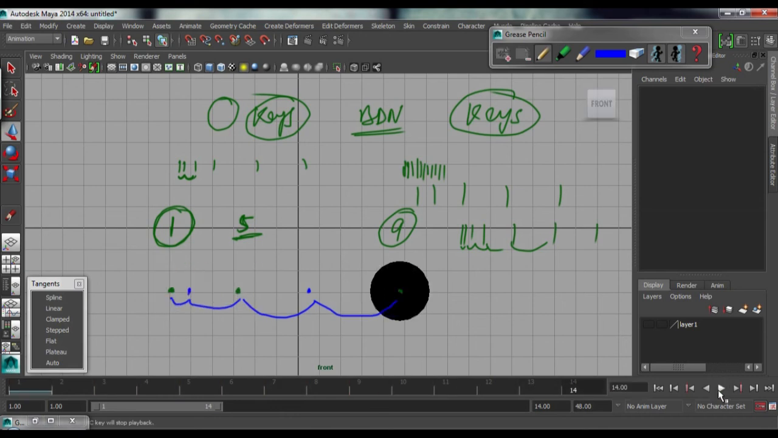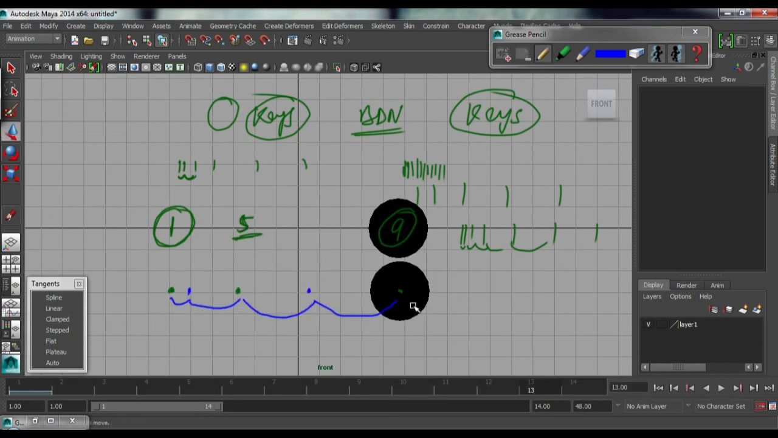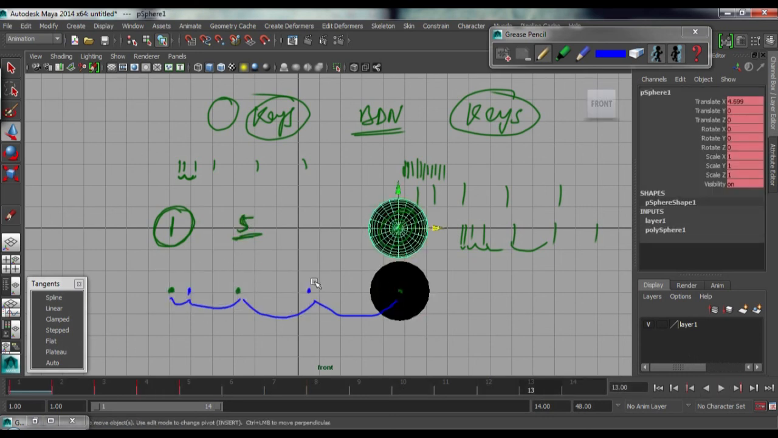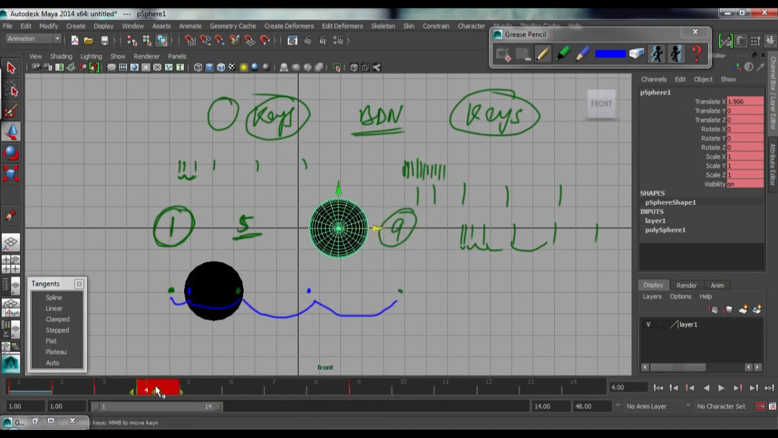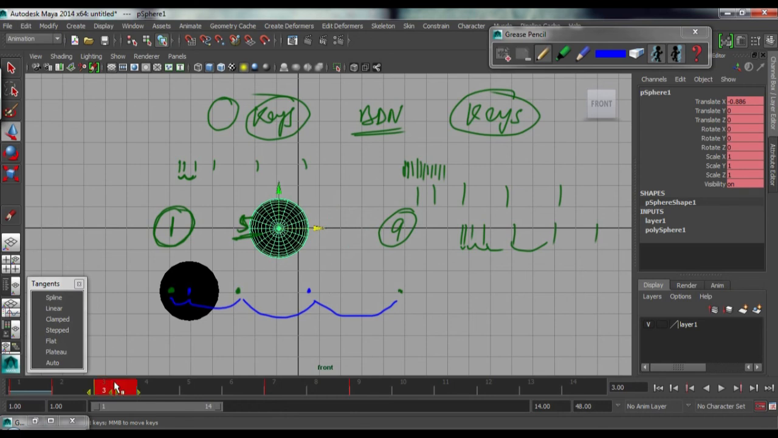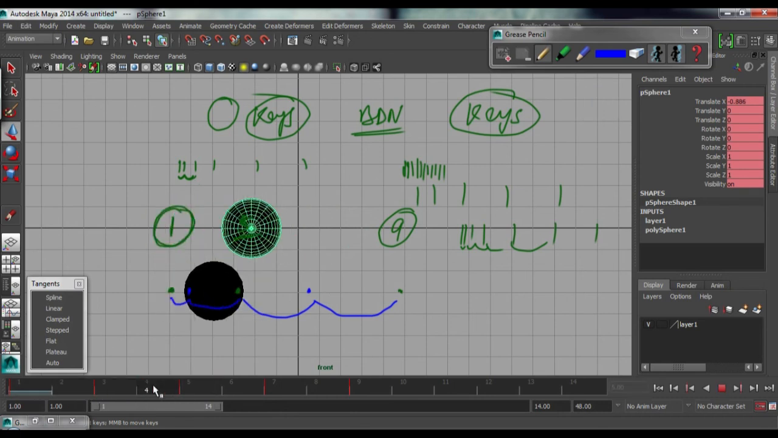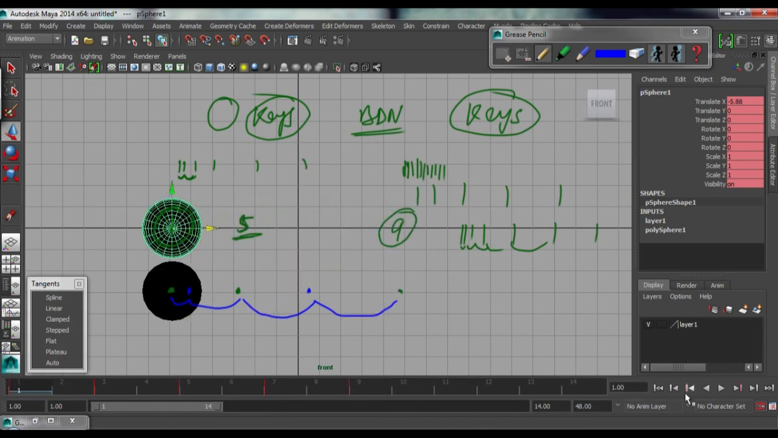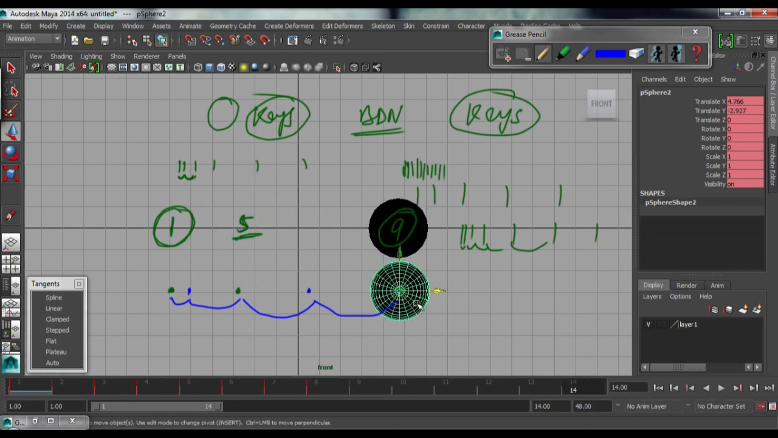See, it's different from the first one. Okay, its timing is also different. 9 frame, 7 frame, 5 frame, 3rd frame. Okay, same timing but different result. See, it's starting its journey from slow to fast. You can make it more slow by pushing those keys more.